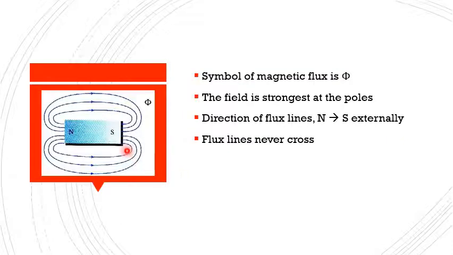This figure shows one permanent magnet which has magnetic flux. The symbol of magnetic flux is phi. The field is strongest at the poles, the south pole and the north pole. The direction of the flux line is from north to south externally, and flux lines never cross.